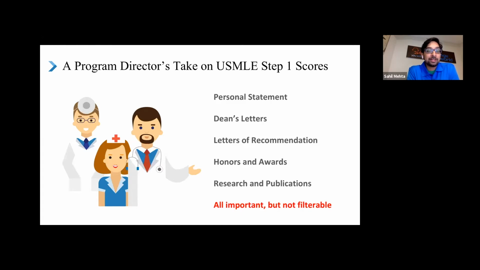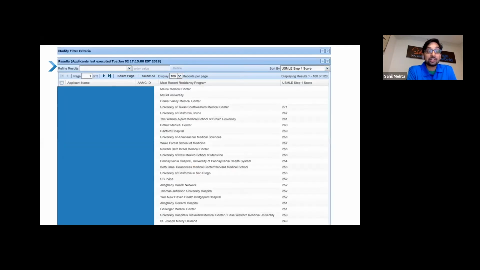But none of those things can be sorted from a program director's perspective on ERAS. We log into a system where we can see everybody's score and application. It looks just like this. I can't sort by anything other than Step 1 score and Step 2 score. So you can see how easy it is for me to sort by Step 1 score and look at the top applicants first. Unfortunately, the people who don't have a great Step 1 score get looked at last.